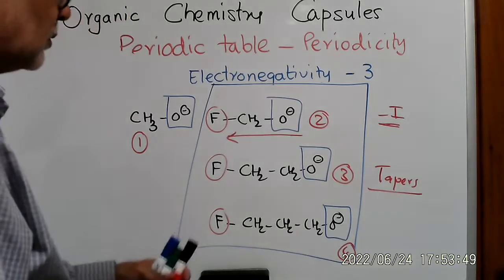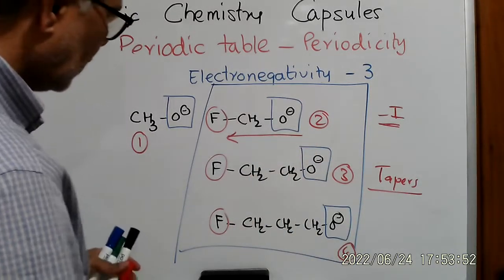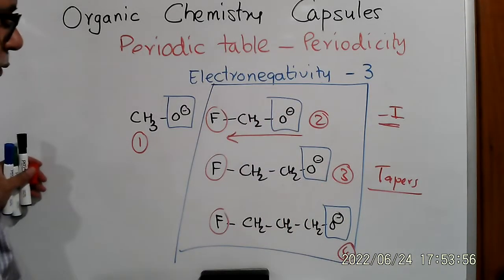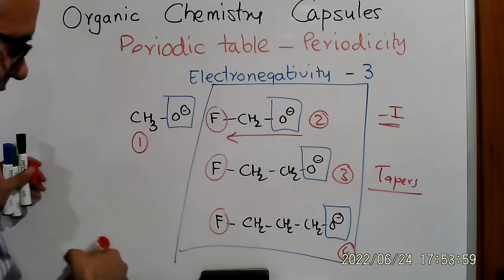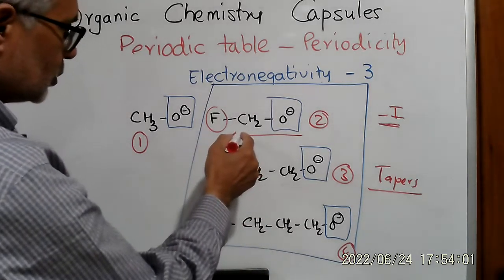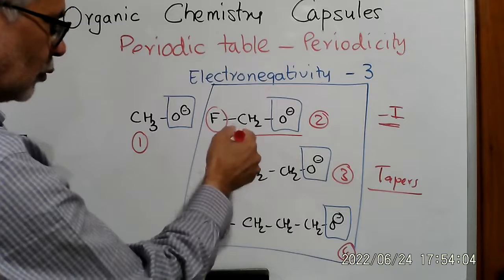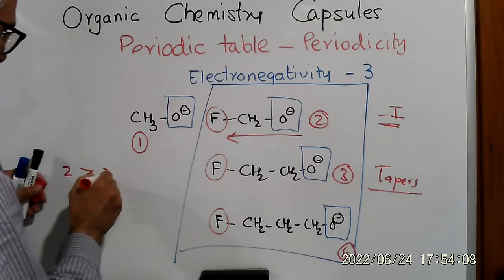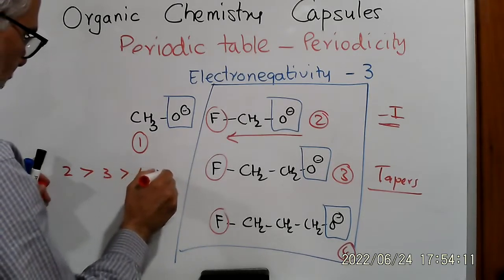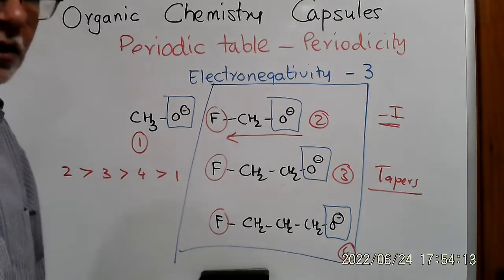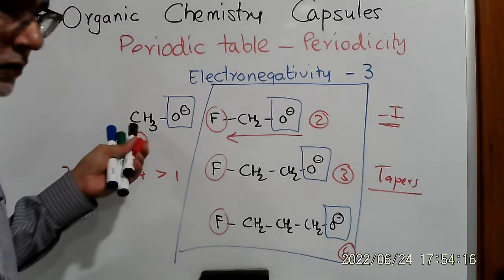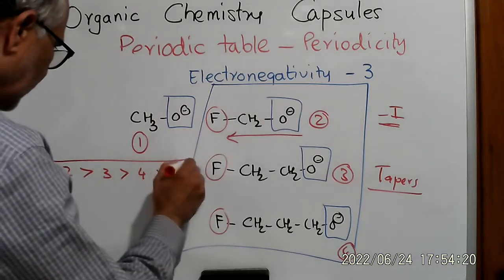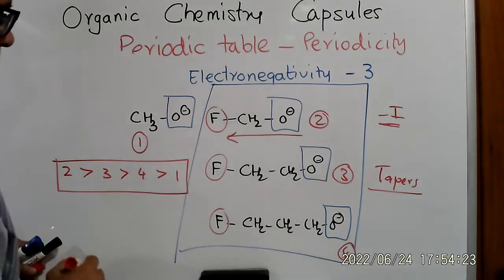Based on that, let's arrange these four ions from most stable to least stable. Ion 2 is the most stable ion. So 2 is more stable than 3, which is more stable than 4, and then comes 1, just 3 hydrogens, so no fluorine atom. This way we solve this problem.